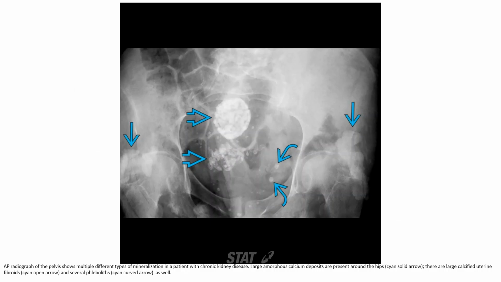AP radiograph of the pelvis shows multiple phleboliths and mineralization in a patient with chronic kidney disease. Amorphous calcium deposits are present around the hip. There are also phleboliths, a calcified uterine fibroid, and severe vascular calcification.